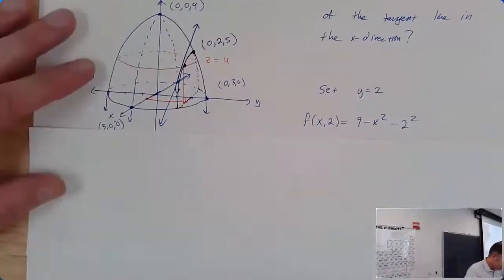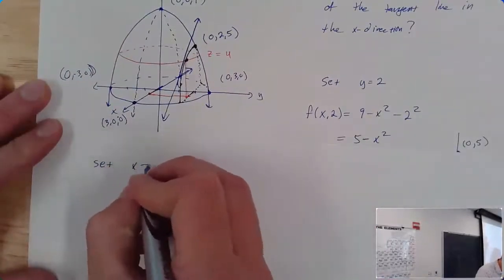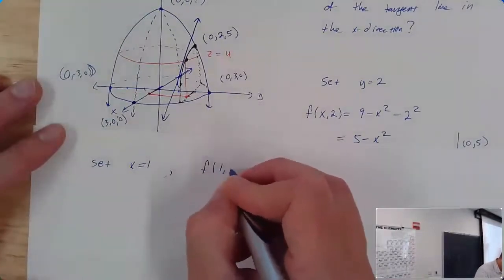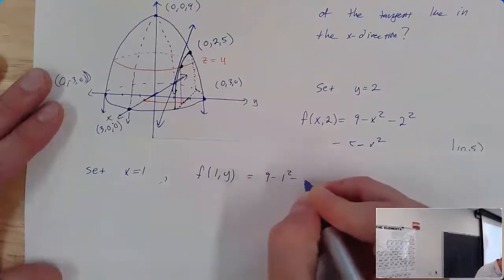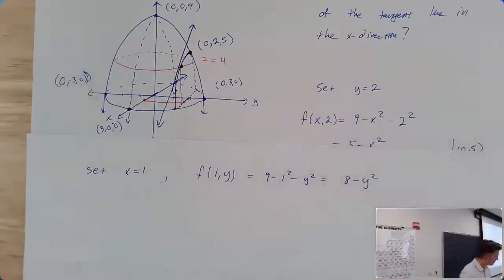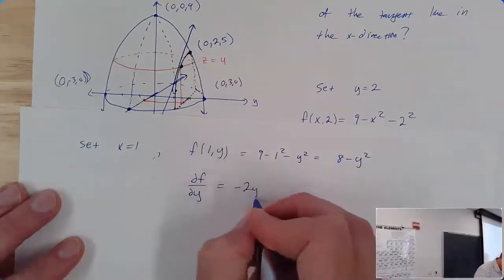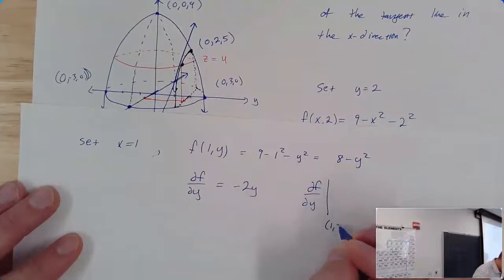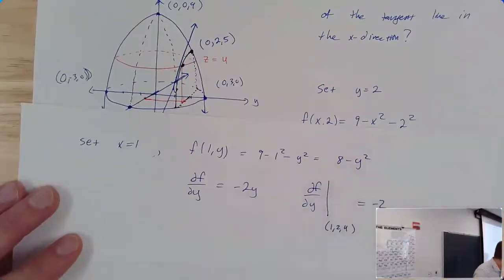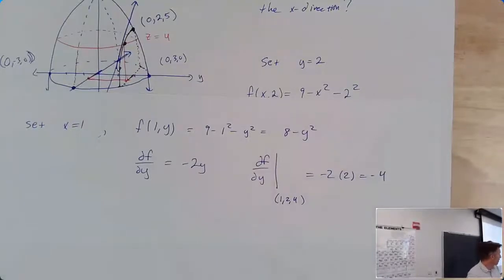So at that point over there, at the point (1, 2, 4), now if I hold x as 1, my function of (1, y) is going to be 9 minus 1 squared minus y squared, which is 8 minus y squared. If I want to find the partial derivative, del f del y, well, we already found it. We know it's negative 2y. And if I want to find the partial derivative at that particular point, the point (1, 2, 4), I'm going to plug in. So it's a little bit steeper of a negative slope there, because I'm a little bit further down the parabola, because the cross-sectional parabola there is a higher one.